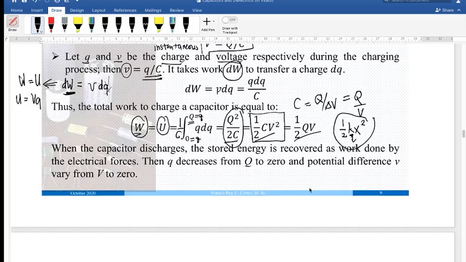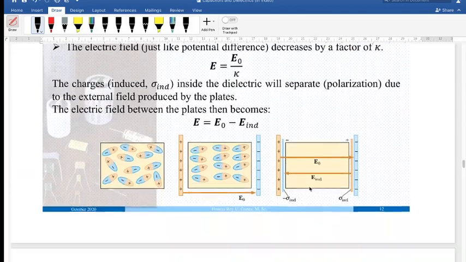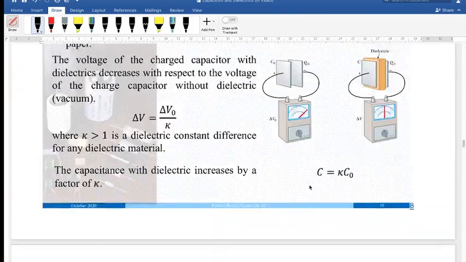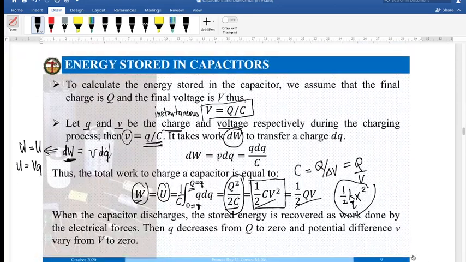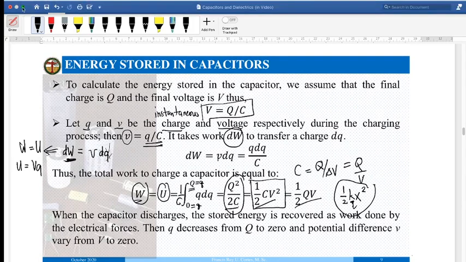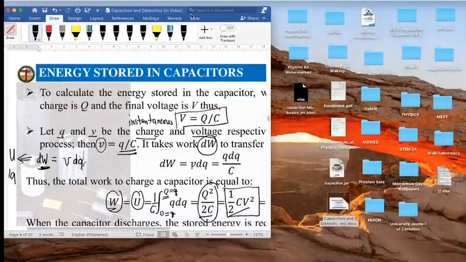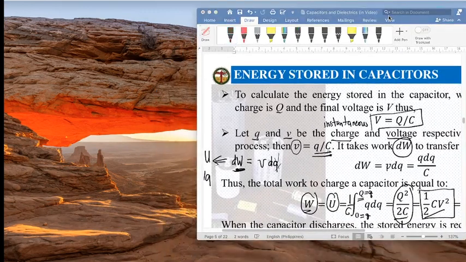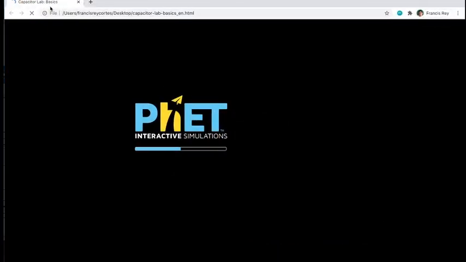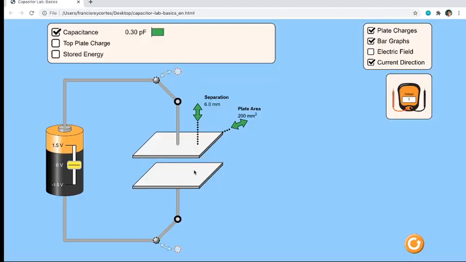So I will show you something so that you can see it. I have a simulation so that you can see it. So we have this one, the PhET simulation. I know that you already know this one, but I will just show how to discharge a capacitor.